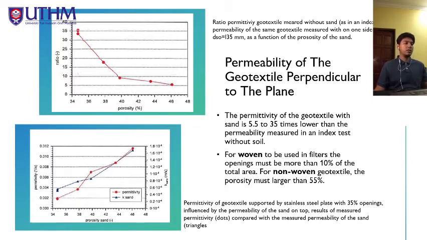If you can see the graph at the bottom, the permittivity affects and influences the permeability of the geotextile: the higher the permittivity, the lower the permeability, and also the lower the ratio, the higher the porosity. So this is all for me. I will pass to my friend for the next chapter.